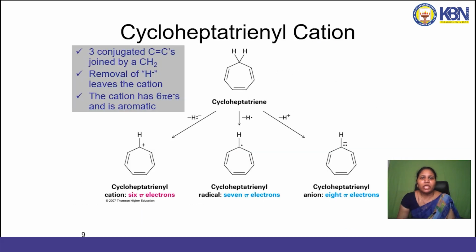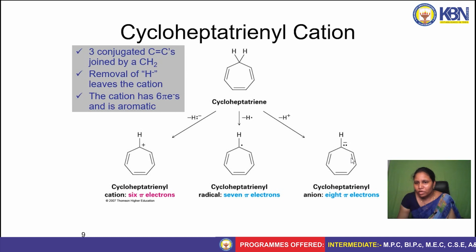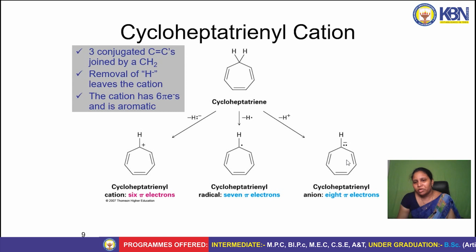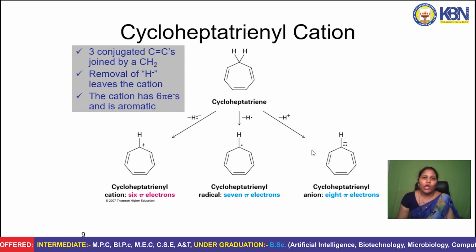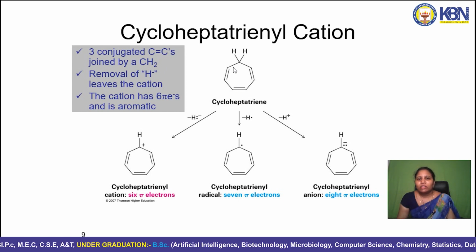Next, coming to the cycloheptatrienyl cation. It is obtained by the removal of H plus ions from cycloheptatriene. In this also, it contains 3 pairs of electrons, that means 6 pi electrons, which always participate in cloud formation. That means all the electrons revolve in a cyclic manner always. Hence, it is said to be aromatic. But cycloheptatriene is not aromatic. Why? Because these 6 electrons do not participate in electron cloud formation.